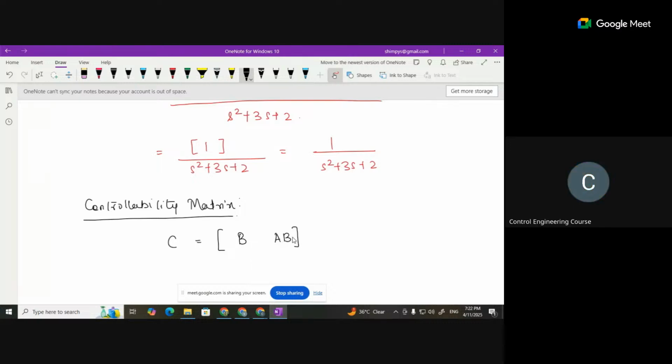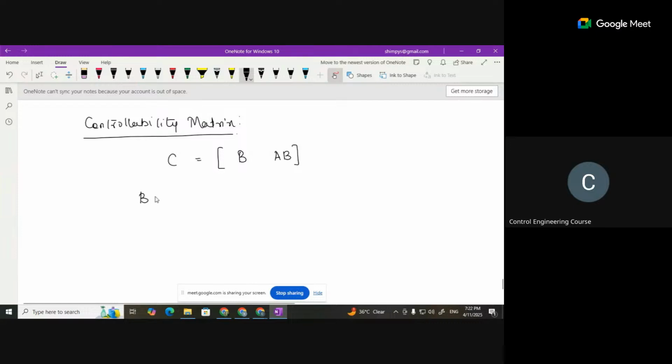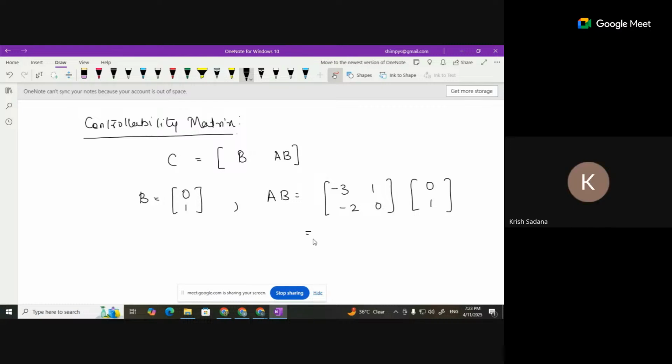So find out what is B. B is given to us. That is 0, 1. And what is matrix AB? B is 0, 1. AB, find out: -3, 1, -2, 0, and this is 0, 1. So how much does it come out to be? 1, 0.